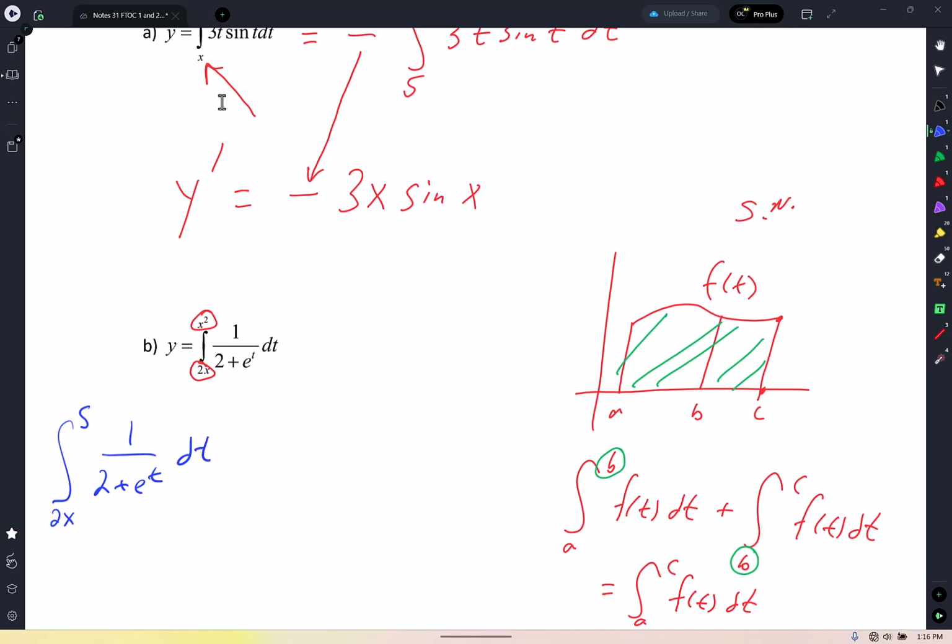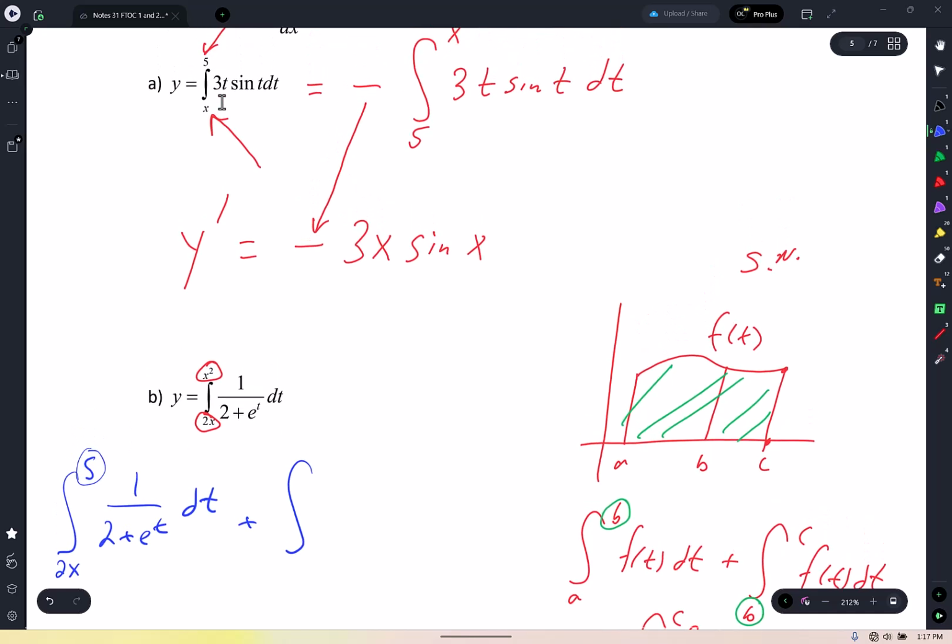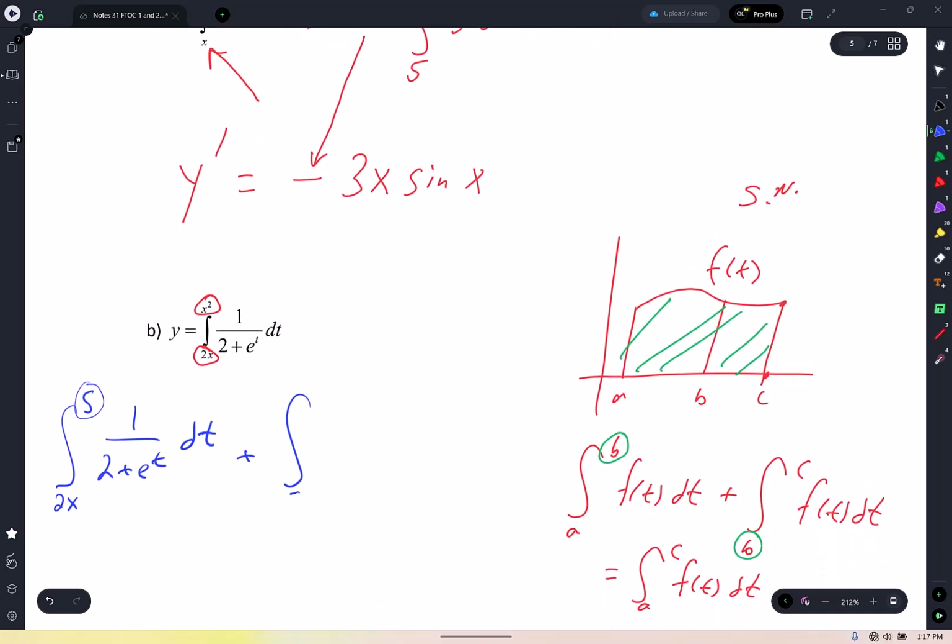This function is continuous everywhere. It doesn't have any vertical asymptotes. We'll talk later on about when, okay, you know what? We're not in BC calculus. Well, you guys are, but we're not there yet. Plus integral, where this integrand stopped, the other one better begin. So what do you think I'm going to put for my lower limit? 5, and then my upper limit x squared of 1 over 2 plus e to the t dt.